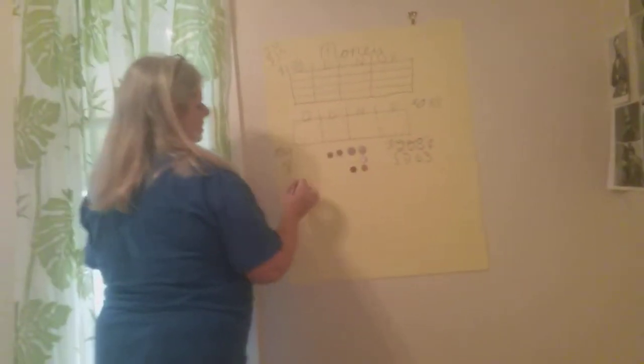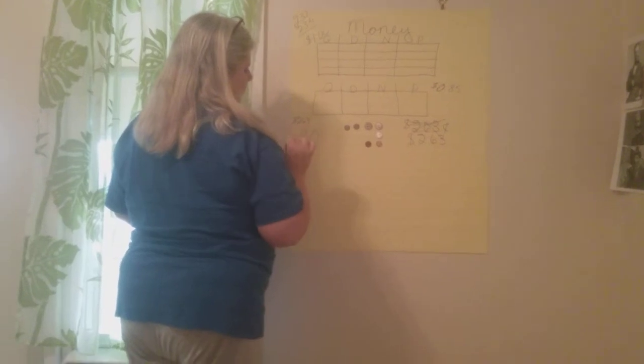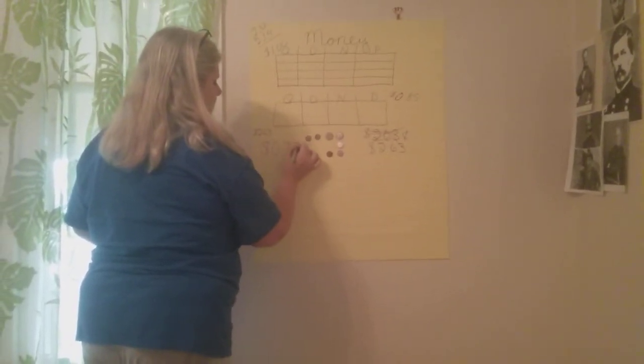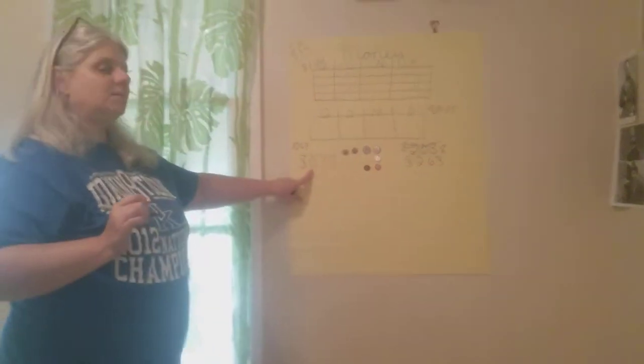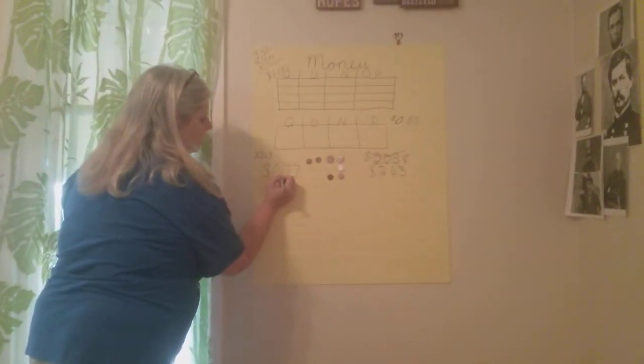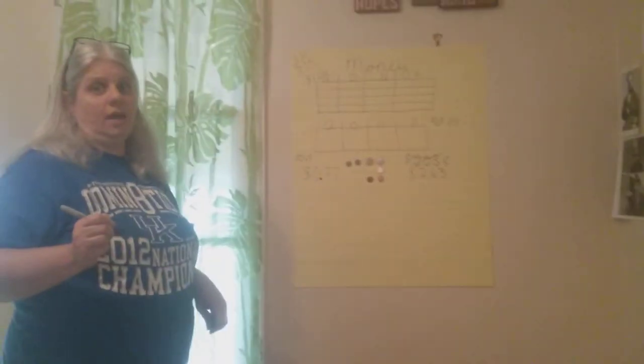You write your dollar sign. You don't have any dollars, so you write a 0, decimal point, and how many cents we have? 77. This is the proper way to write it. Remember, I don't want a big decimal like that. Just a little wiggle to give you a decimal, okay?